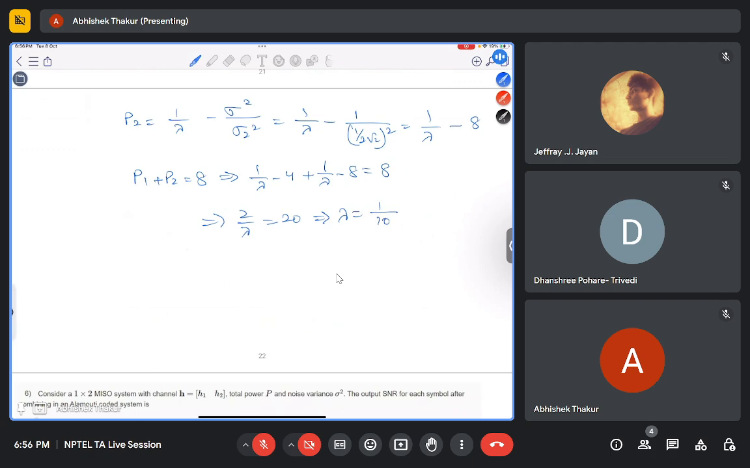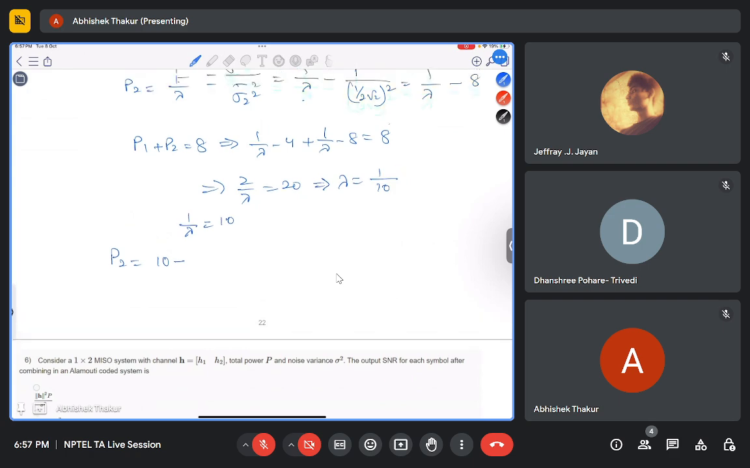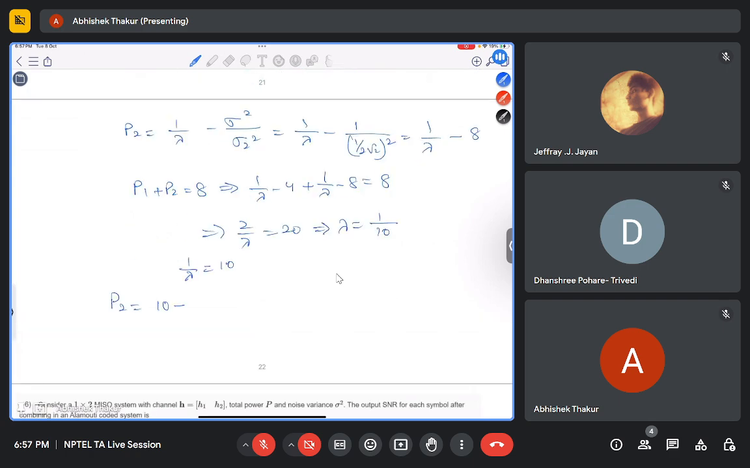So what will be the value of 1 by lambda? 1 by lambda is equal to 10. So now P2 is 1 by lambda minus 8, as we have calculated here. Now substitute 1 by lambda equal to 10. It will become 10 minus 8, so it will become 2.